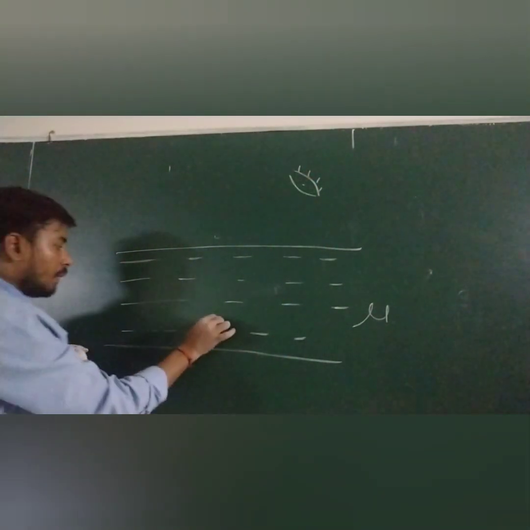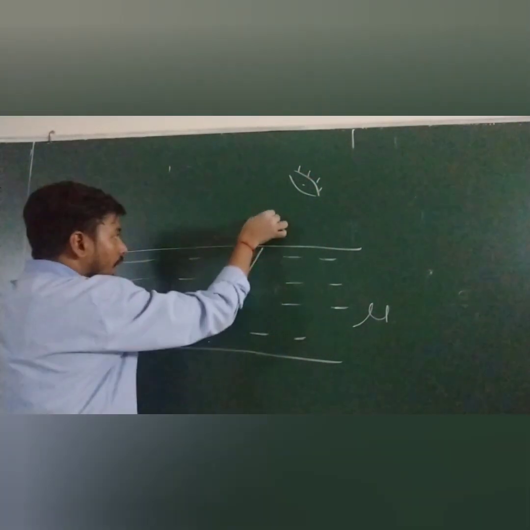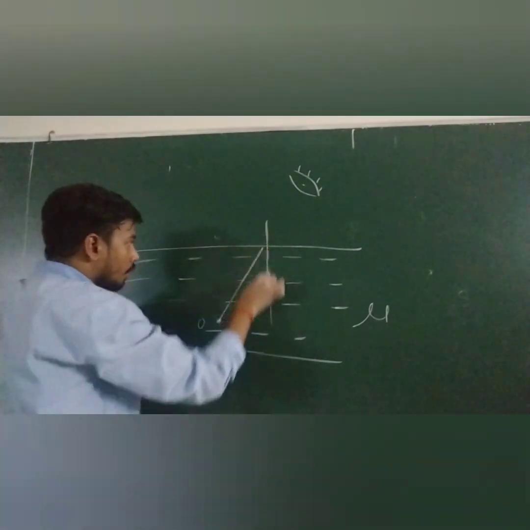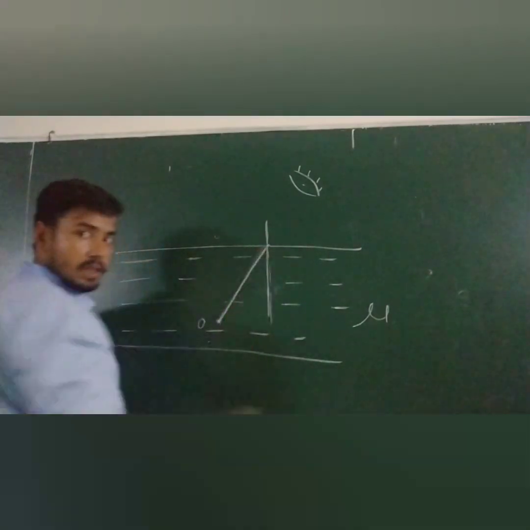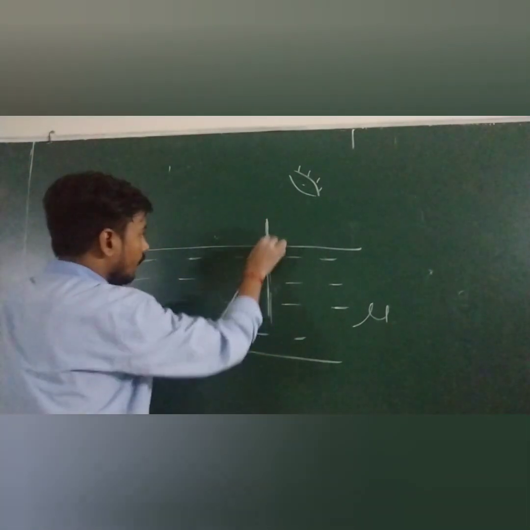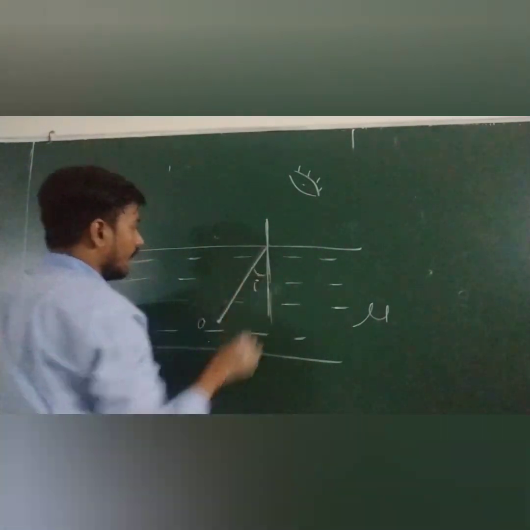So basically, light will go like this. Suppose this is a normal. Light will go like that, and this is a normal. So this becomes the angle of incidence I.